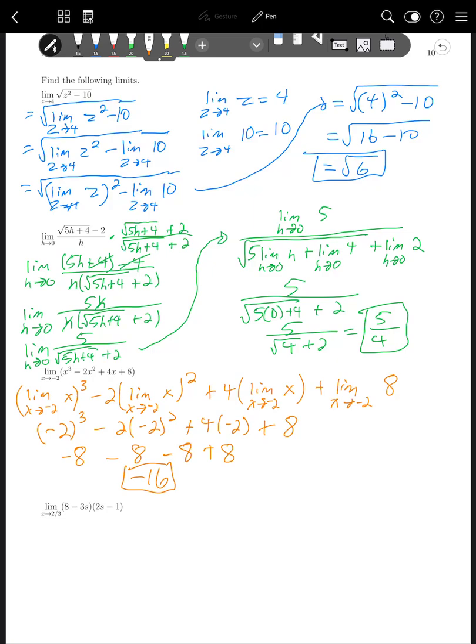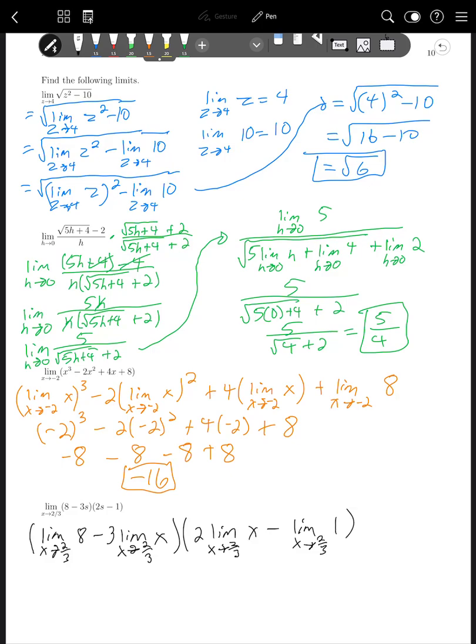So same idea would work for the last one, right? So this would be the limit as x approaches 2/3 of 8 minus 3 times the limit as x approaches 2/3 of s. Oh, except there's a typo here. We need to be using the same variable. So I'm just going to use x for all of them. Of x times 2 times the limit as x approaches 2/3 of x minus the limit as x approaches 2/3 of 1. Okay, and then those are all limits we know, right?